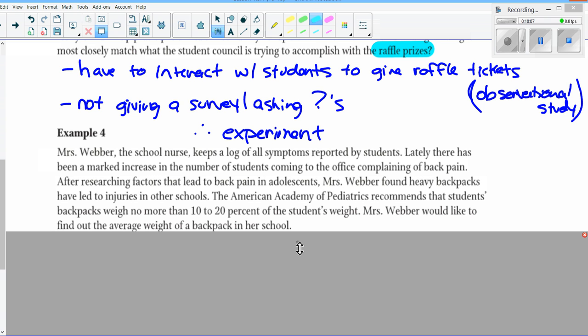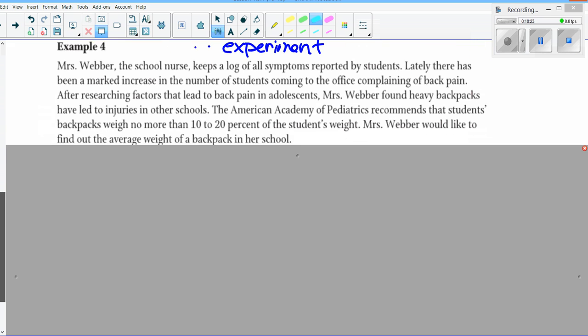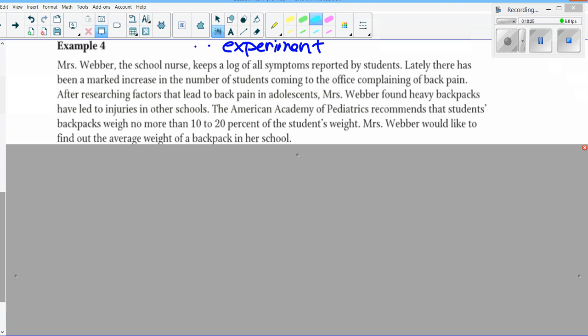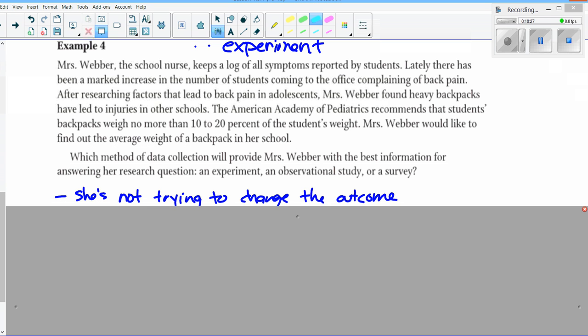Like, she can't look at a backpack and say, oh, that looks like 10 pounds, and that student looks like 130 pounds, so this is a certain percentage of their body weight. So an observational study is just not possible. You can't figure these things out by just observing. And the second that you begin to interact, it's not an observational study. Okay, so that's what I wrote here.